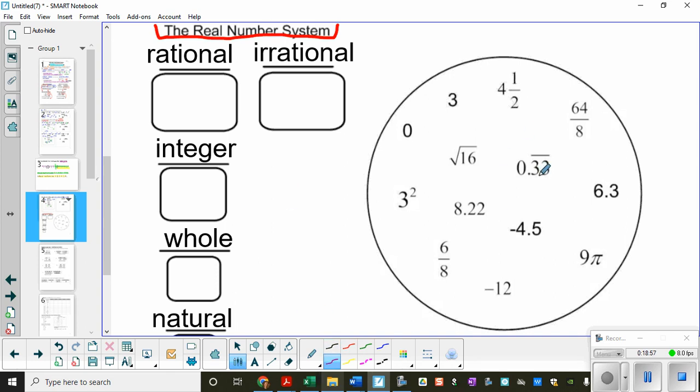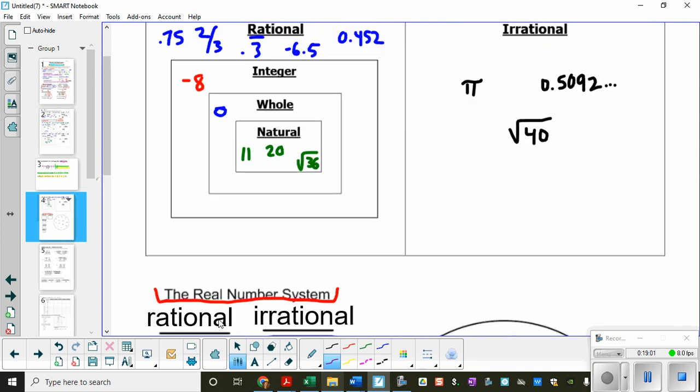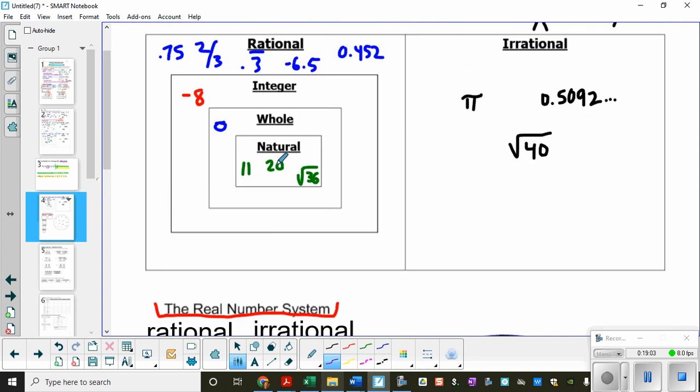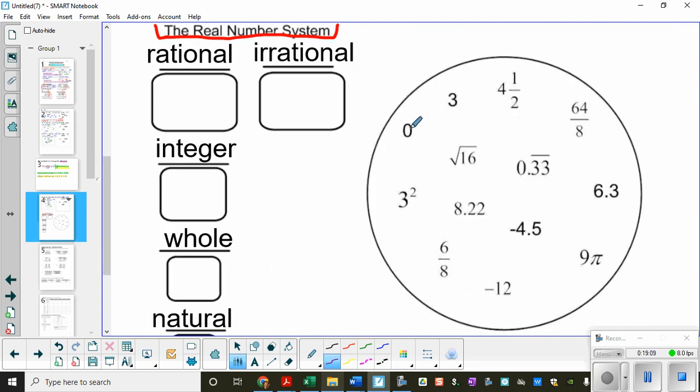We're not going to need to put the number in every single spot that it belongs. We're going to put it in the best spot, kind of like right here. By putting it in this spot, it's in the best place, and we know it's also considered all of these things. So let's just start with 0.